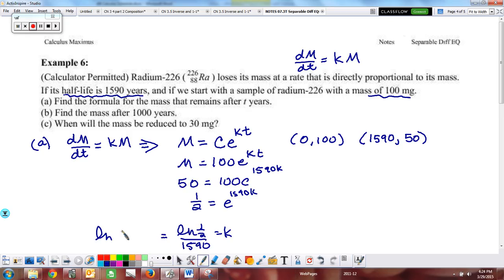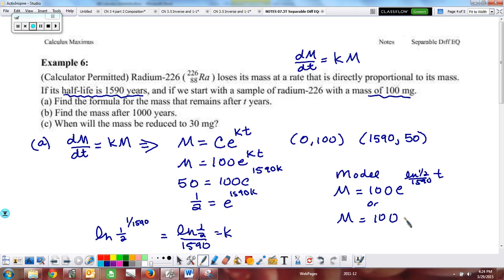If we were to pull the power, the inside, I'm multiplying by 1 over 1590, so I could bring it in as a power. Either way you go, your model is going to be your mass is equal to 100. I'm going to leave it in the e form because I like it that way. e to the, where's my k? Natural log of 1/2 over 1590 t, or, just for thoroughness, I could write it as 100 times 1/2 to the t divided by 1590. Either of those would be acceptable answers for A.